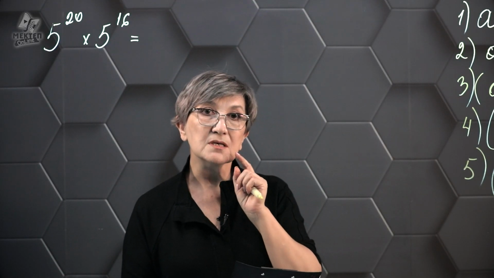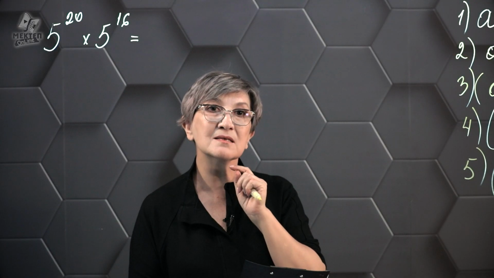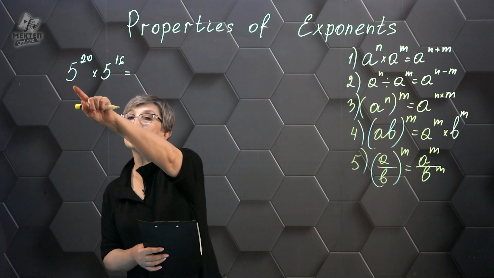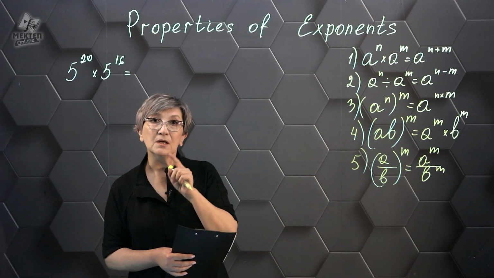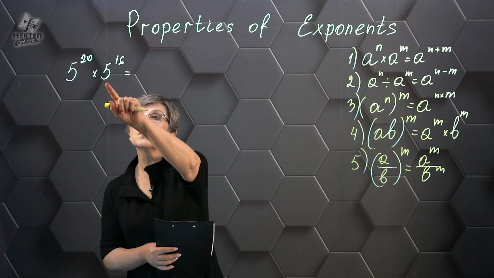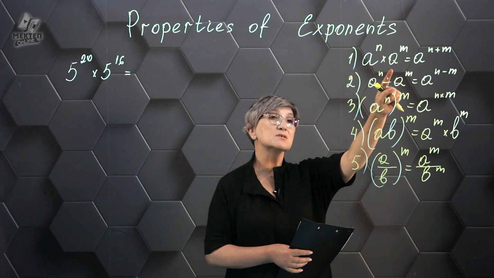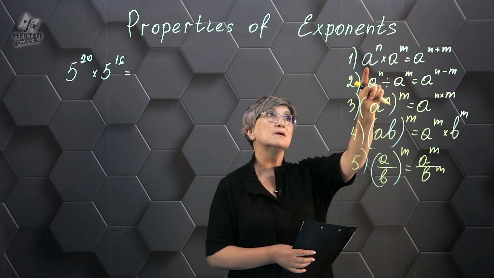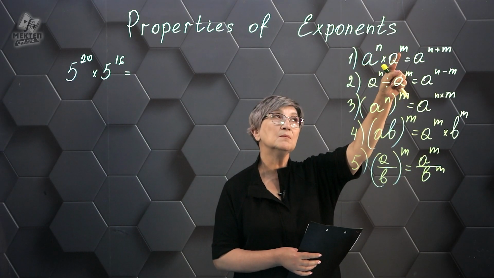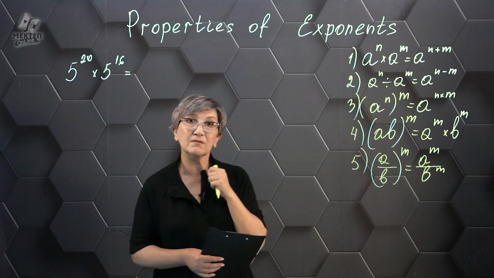In order to apply the properties, we first need to pay attention to the base of the power. If the base is the same number, then we can apply the properties. Which property will we apply to solve this example? The first property, of course. If we have a to the power of n multiplied by a to the power of m, then we add the powers and leave the base.